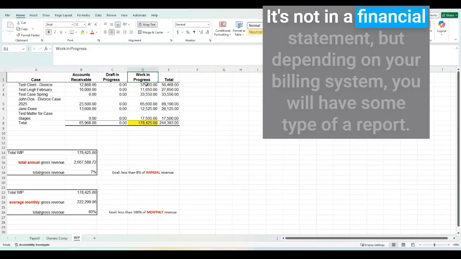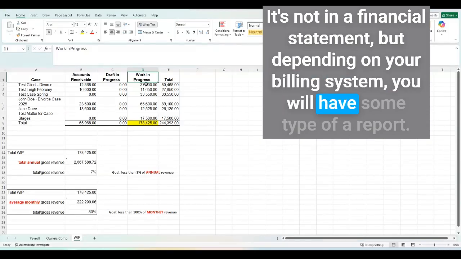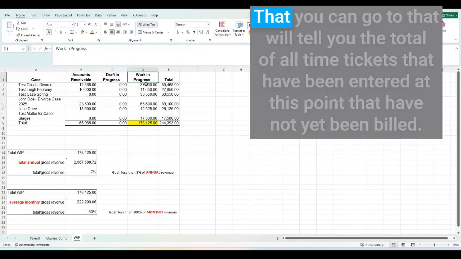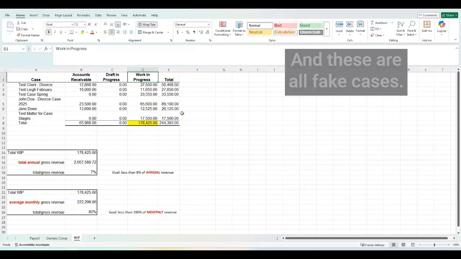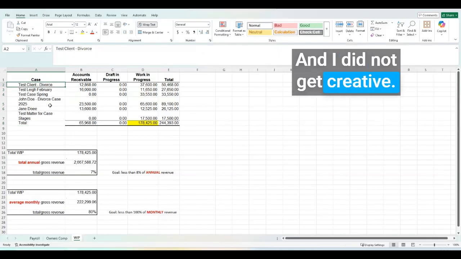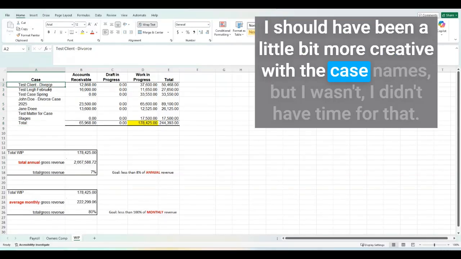It's not in a financial statement, but depending on your billing system, you will have some type of report that you can go to that will tell you the total of all time tickets that have been entered at this point that have not yet been billed. And these are all fake cases. And I did not get creative. I should have been a little more creative with the case names, but I wasn't. I didn't have time for that.